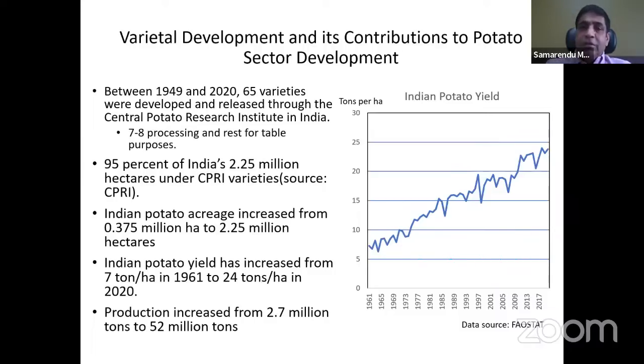If you look at potato acreage, India used to be a very minor potato producer in the 50s, with less than 500,000 hectares. Right now, it has increased more than eightfold to 2.25 million hectares. The yield has increased from 7 to 24 tons per hectare in 2020. And production has increased, just look at the trend, from 2.7 million tons to more than 53 million tons in 2023. So significant growth in potato production, both by area and yield. Area growth means, remember, it's a sandwich crop between rice and some other crops. So much fallow land has come into potato production in the last 50 years, which used to be just fallow after the paddy harvest.